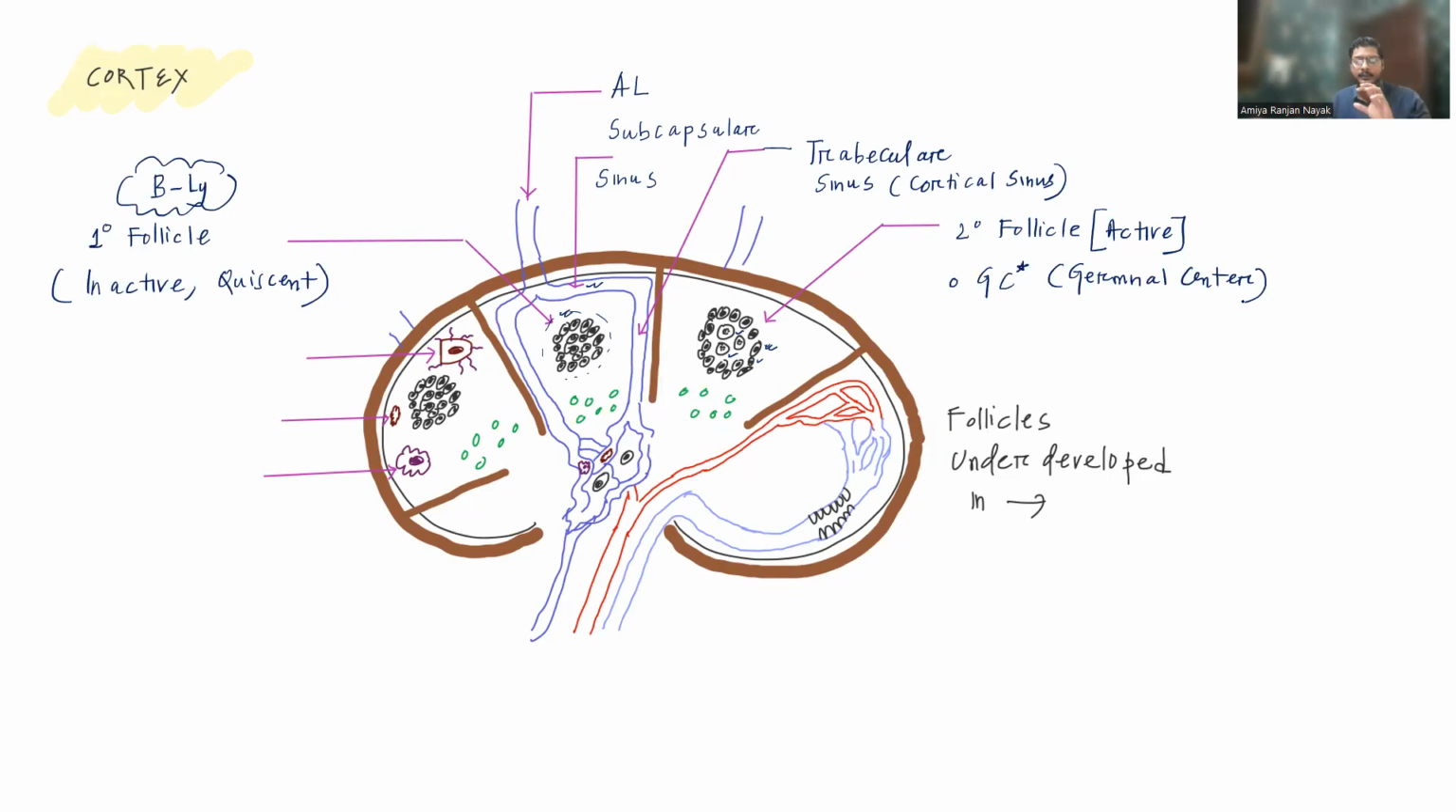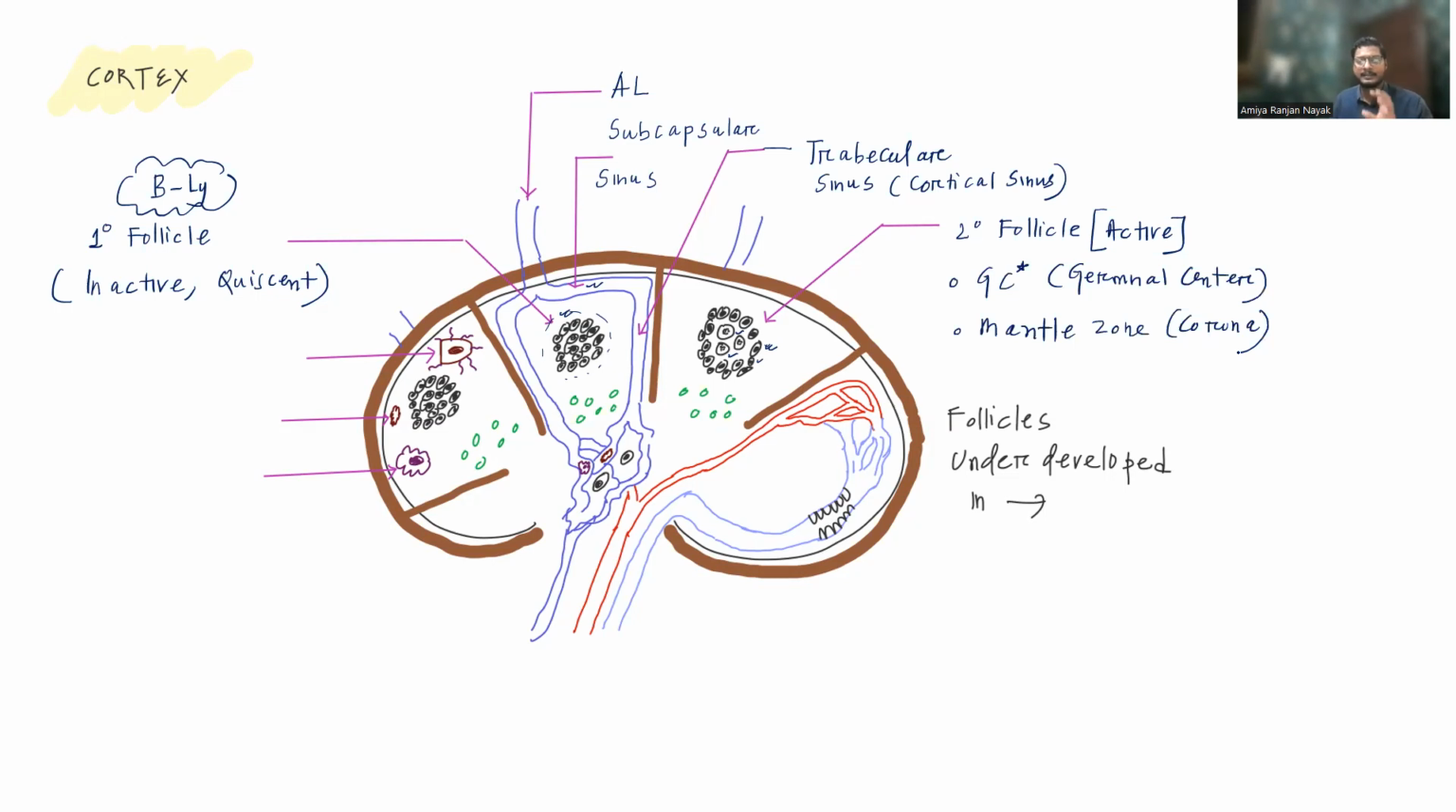The darker area surrounding the germinal center still contains the inactive B lymphocytes, and that darker area is known as the mantle zone, or sometimes the corona. So primary follicles are darker and contain inactive B lymphocytes, otherwise known as the quiescent follicle. Secondary follicles, after exposure to antigen, are known as the active follicles.